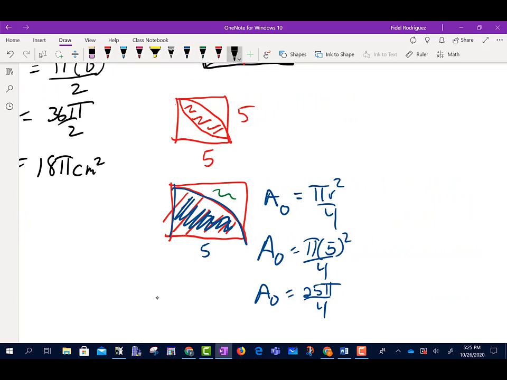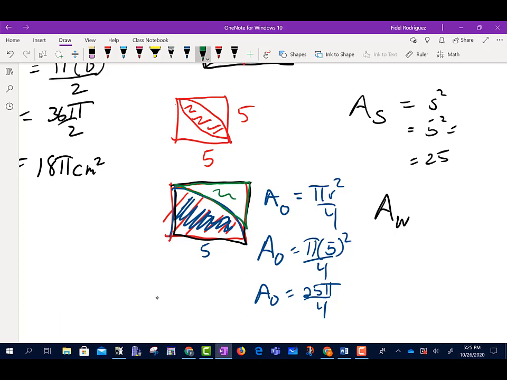Now, if I wanted to find the area of this square right here, well, it's going to be the side squared, which is 5 squared. That would be 25. Okay, I'll deal with my units in a minute, okay? Now, let's see if we can find the area of, say, the white piece, this sort of region right here. Okay, if I wanted to find the area of that white region, I would take 25 minus 25 pi over 4. Okay.